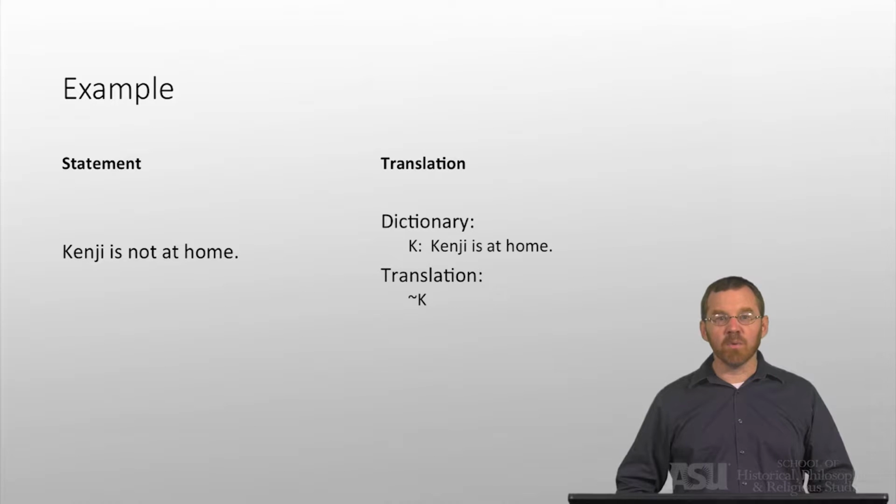So let's look at an example where we negate a simple sentence letter. Here's a statement, Kenji is not at home. Dictionary, K, Kenji is at home. Translation, tilde K. Very clear, very direct.